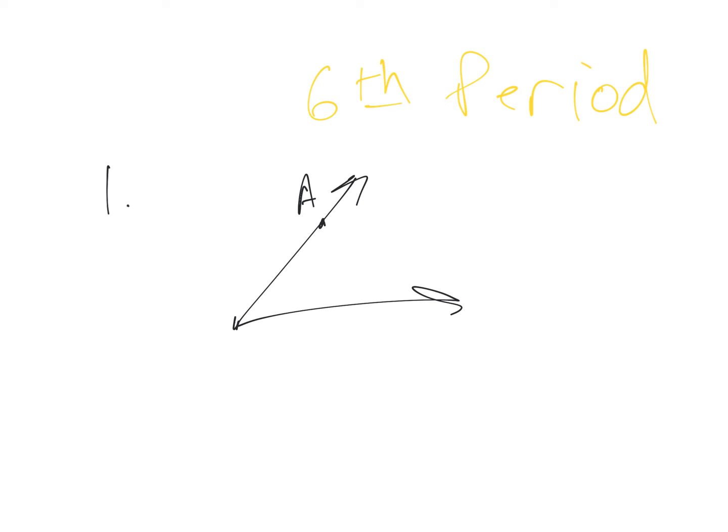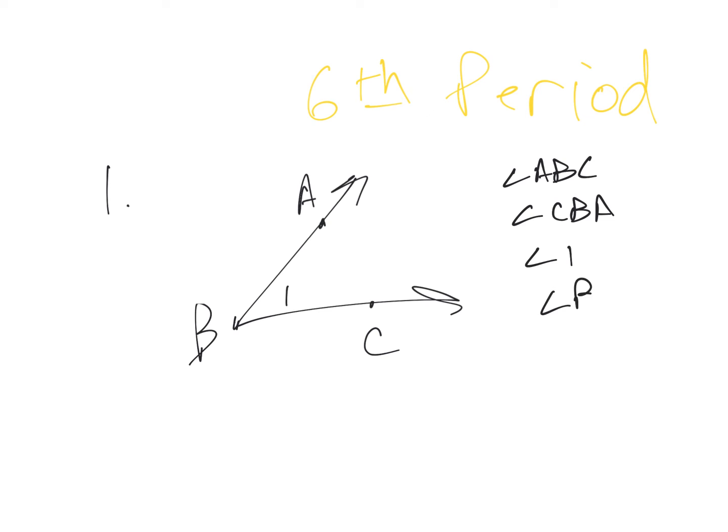Label that angle as many ways as you can. Okay, so labeling it, angle ABC, angle CBA, angle 1, and angle B. And classifying it, this is acute. All right, let's move on. Get past these ones. Don't miss these easy ones.